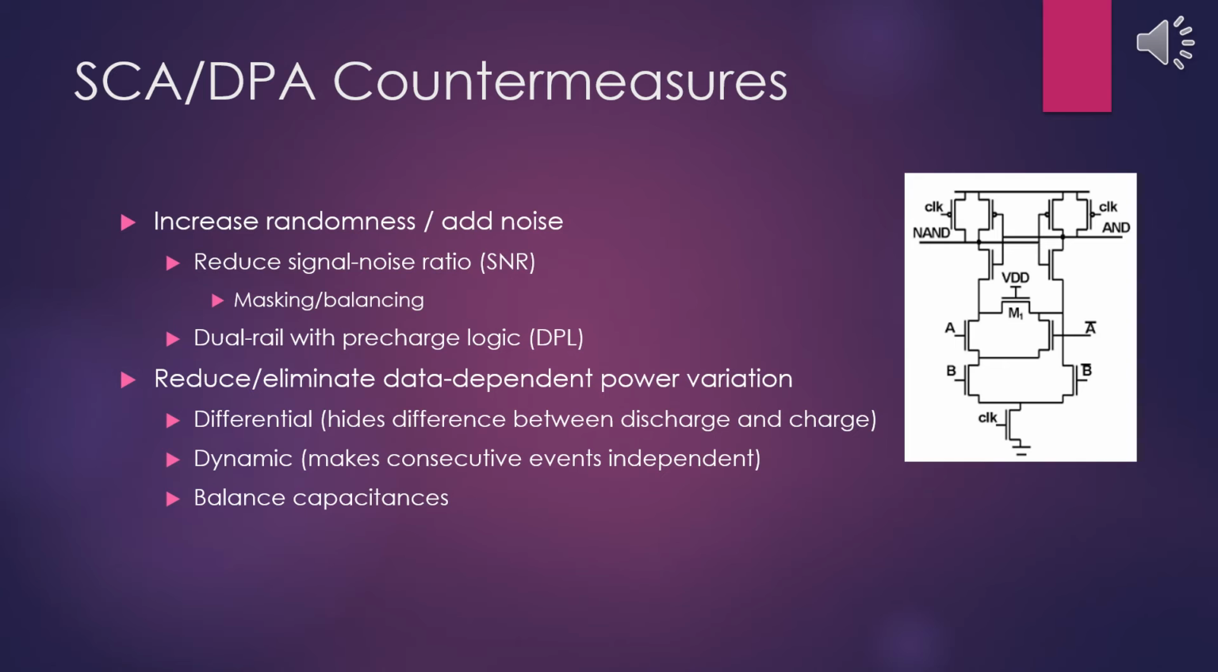Another important characteristic of an SCA-resistant circuit is reduced or eliminated data-dependent power variations in the CMOS devices. Two characteristics of data-independent logic are that the logic is differential, which means there is no difference between the power variation in a charge event and a discharge event, and that it is dynamic, which means that the consecutive events are independent. This is usually accomplished by resetting the cell each cycle. In addition, capacitances are balanced to reduce leakage even further. The diagram on the right shows one balanced layout known as sense amplifier-based logic.